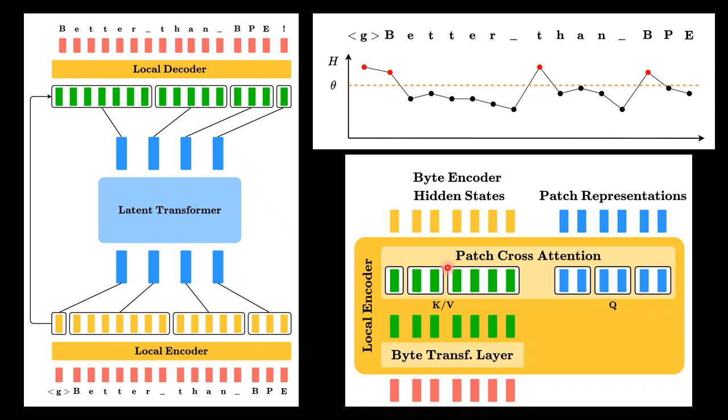So there's one more important point. Bytes alone are weak. So BLT injects hash-based n-gram embeddings at the byte level. This gives the model subword and morphological structure without using an explicit vocabulary.